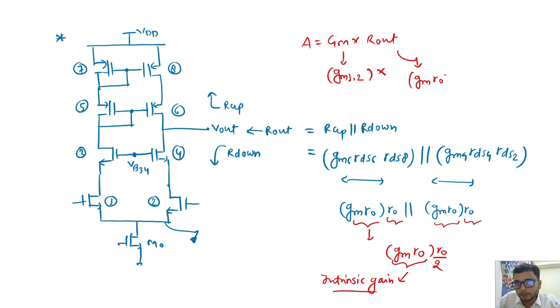GM R0 R out by 2. So a lot of increment in R out, hence the gain is increased. But the point is that nothing comes for free in analog design. Here we can see that from this structure we are getting good gain, but some other problems come.